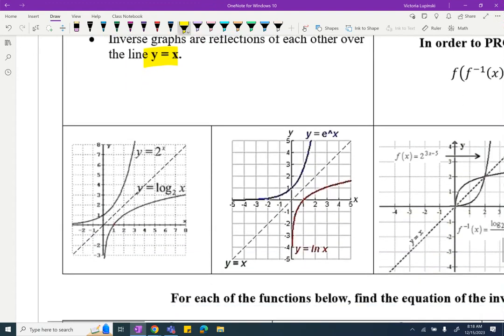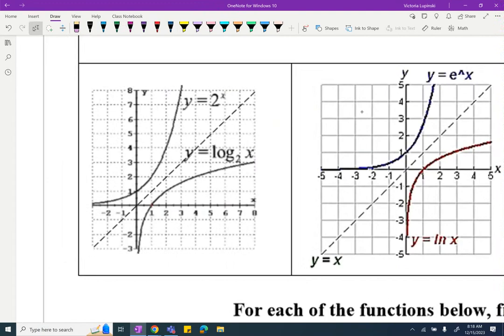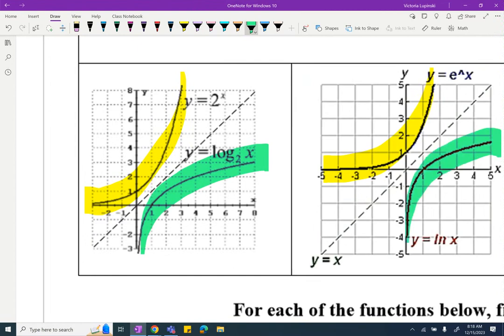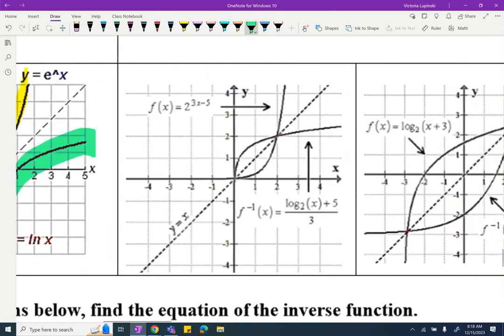Look at the graph examples that I gave you on the left. Here is 2 to the x, that's exponential. Here's e to the x, that's also exponential. Then you have the line y equals x, and here's your log inverse, here's your ln inverse. Again, they are perfect reflections of each other over the line y equals x. Both are growth.